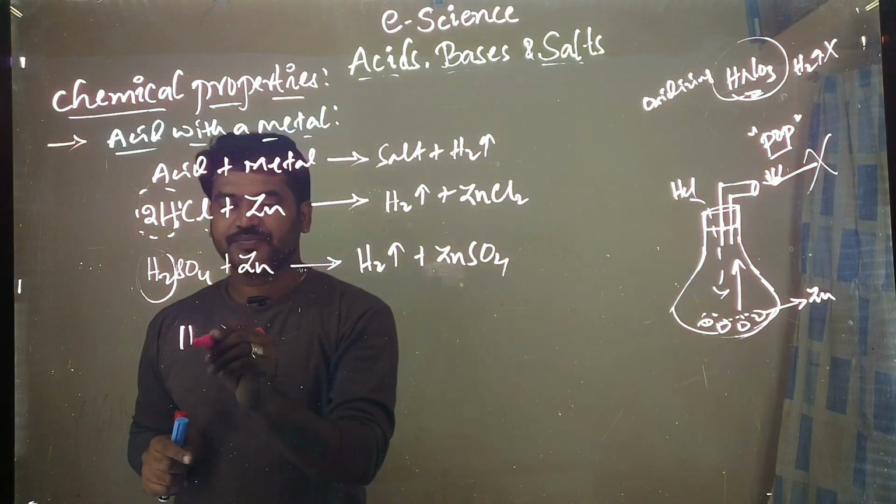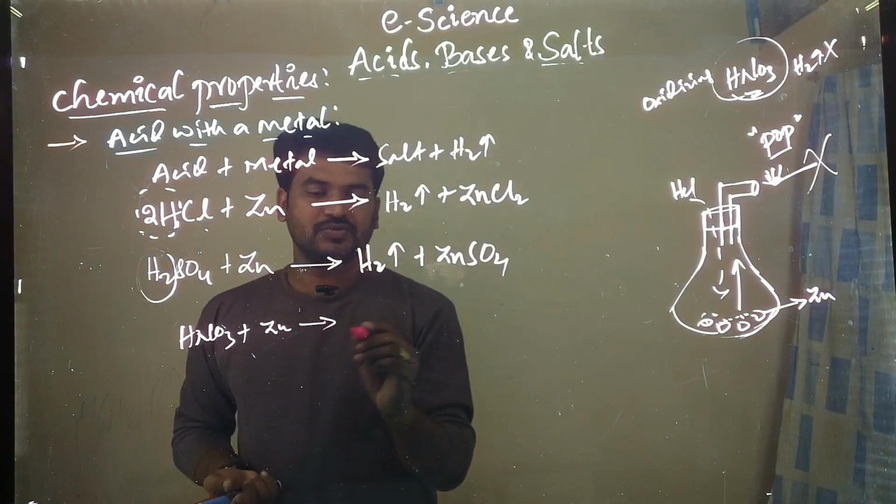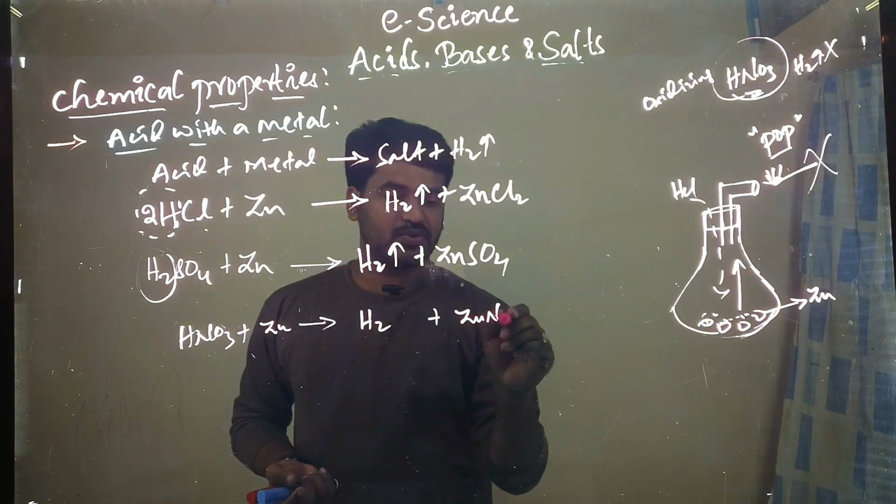So let us write here HNO3 plus zinc. Right? So we will get what? H2 we will get, and write ZnNO3.